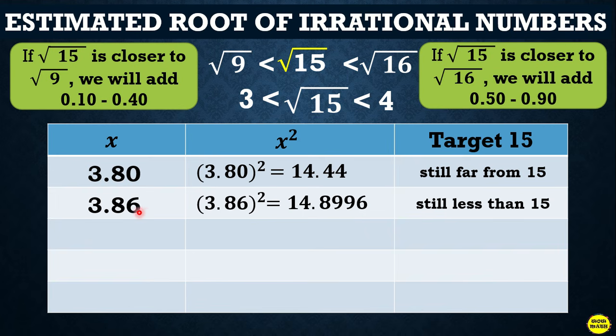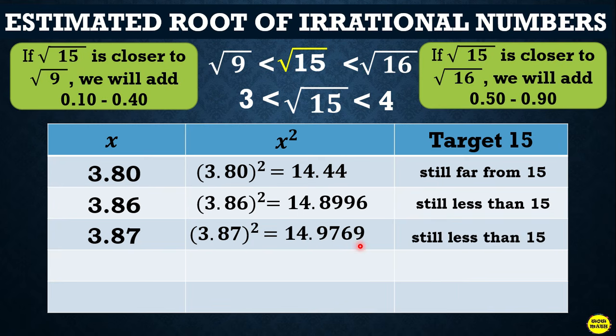So, anong gagawin natin? I-try natin ng 3.87. Okay? So, pag in-square natin si 3.87, we will have 14.9769, and this is still less than 15. But, as you can see, this is already 9. So, ibig sabihin, malapit na tayo. So, 14.9769 from 3.87, actually, malapit na siya kasi this is already 9.